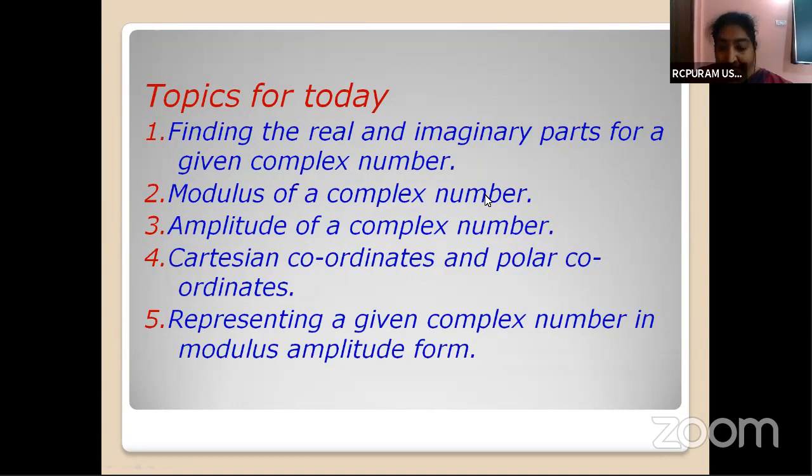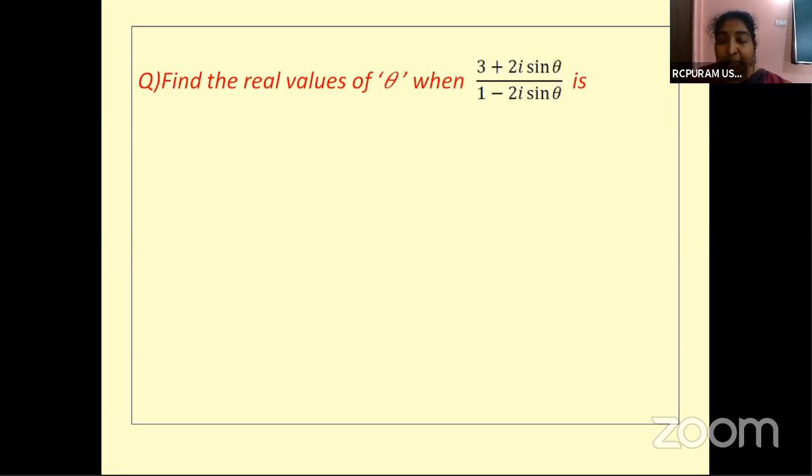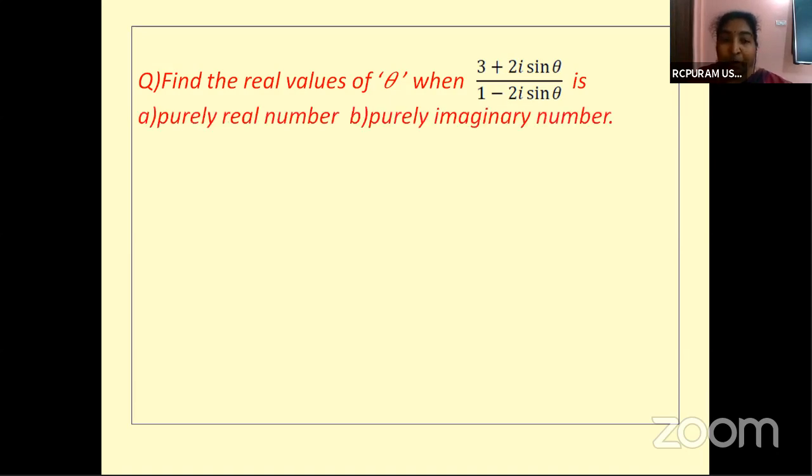Now to start with, we'll take up a problem first. Find the real values of theta when (3 plus 2i sin theta) by (1 minus 2i sin theta) is purely a real number, purely an imaginary number.